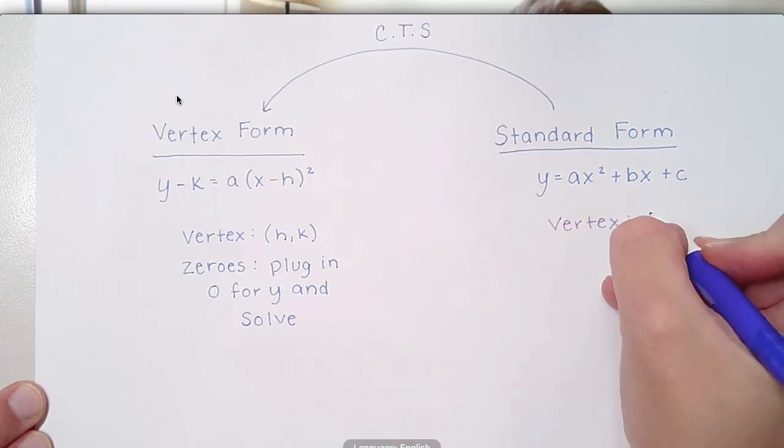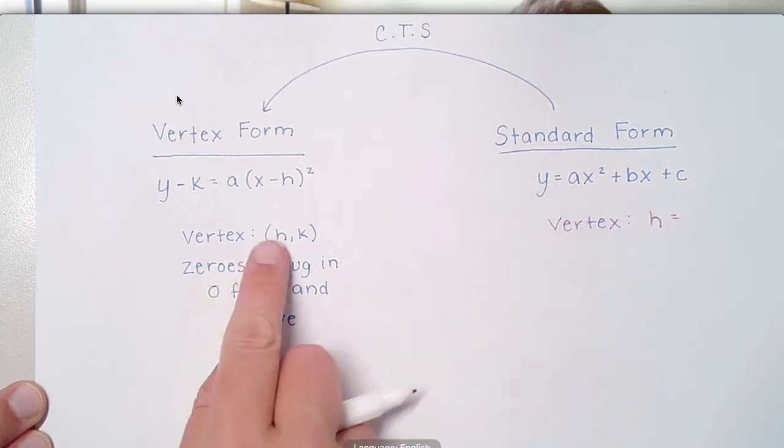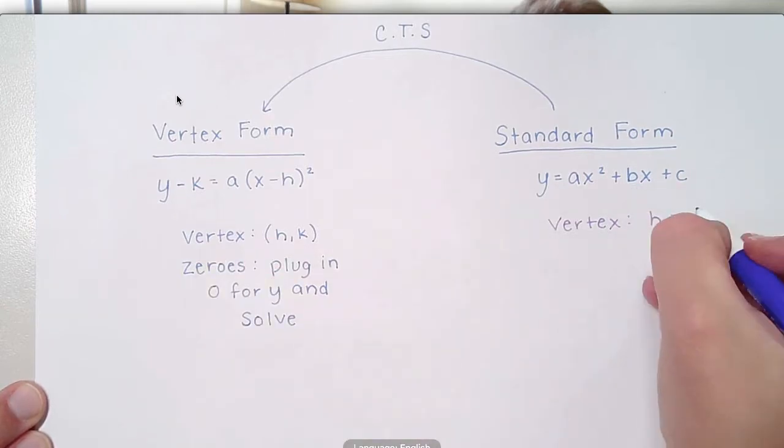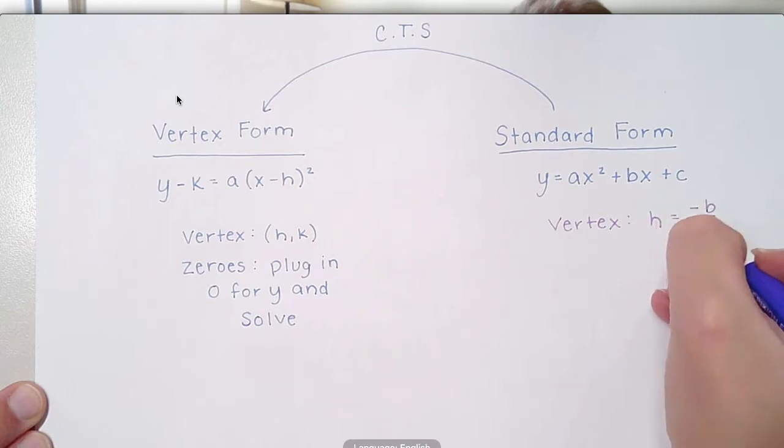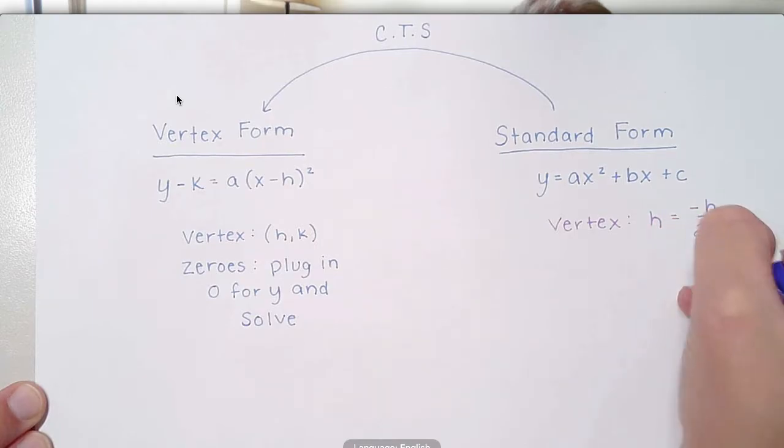with a formula for h. So there's a formula for finding this h value when you're written in standard form, and we'll talk more about that in just a minute. And then we use it to find k, and we'll talk about how to find k.